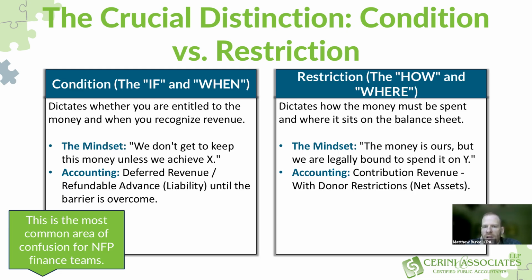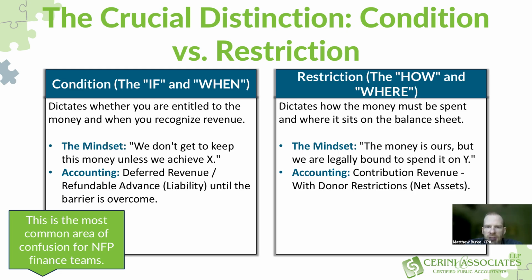Restrictions, the how and the where. It dictates how the money must be spent. It tends to be at a less strict level than the conditions, and it affects where it sits in the balance sheet. So the money is yours then, but you're legally bound to spend it on something, some program, some purpose, some future period. The accounting for that is contributions revenue when you're getting that pledge, and it'll be coded as with donor restrictions in your statement of financial position.